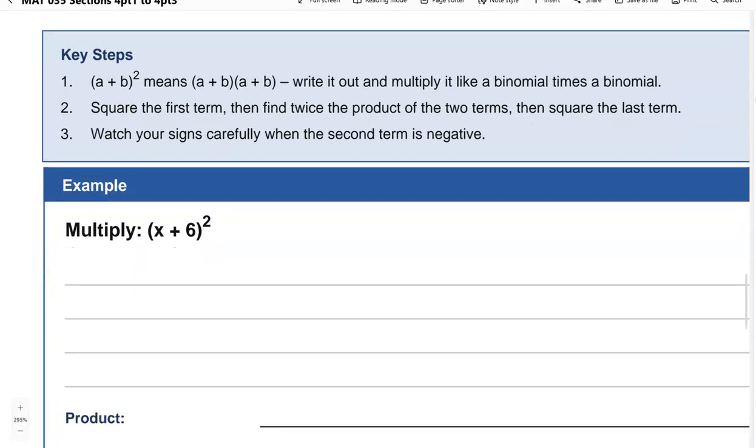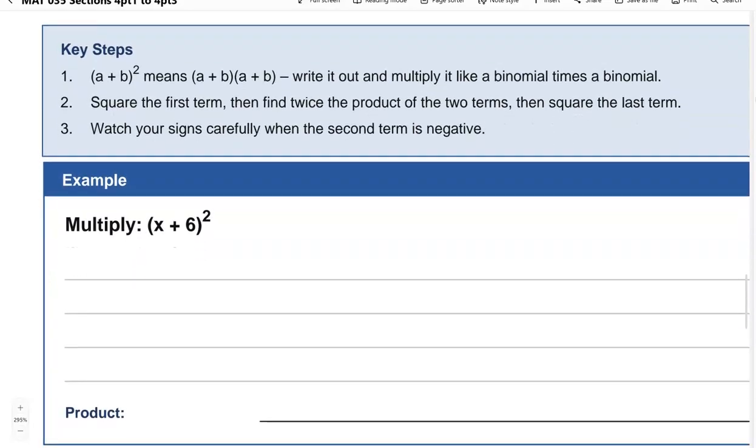So now we need to talk about a binomial square. So what does that mean? What does it mean to square something? So if I take 3 and I square it, what that means is I'm multiplying 3 by itself. Same thing's true with binomials. X plus 6 quantity squared is really x plus 6 times x plus 6. So we're going to write that out, and then we're going to FOIL.